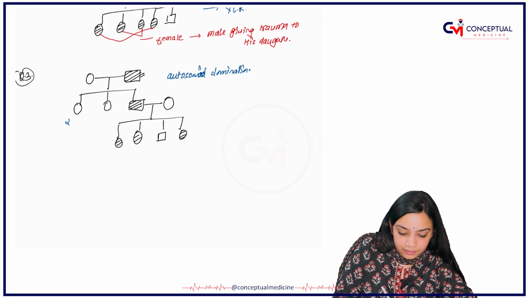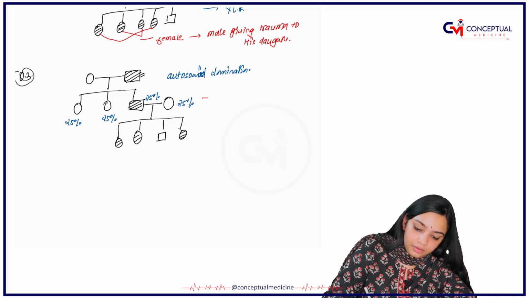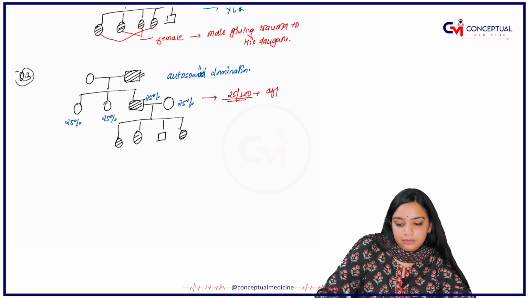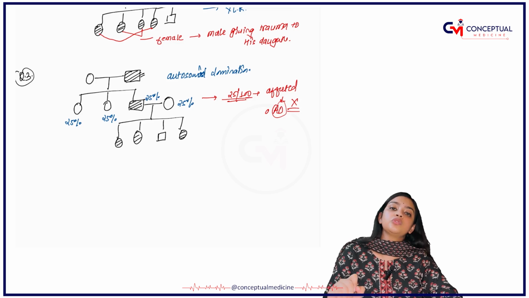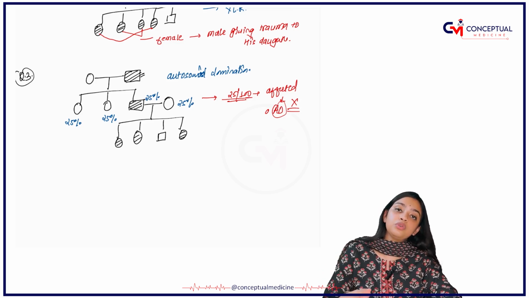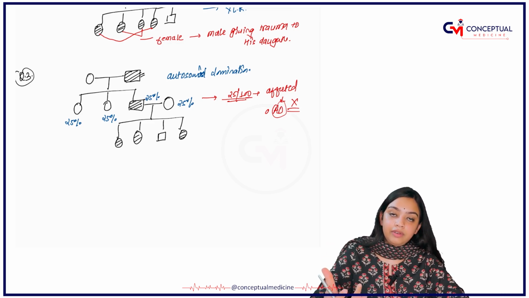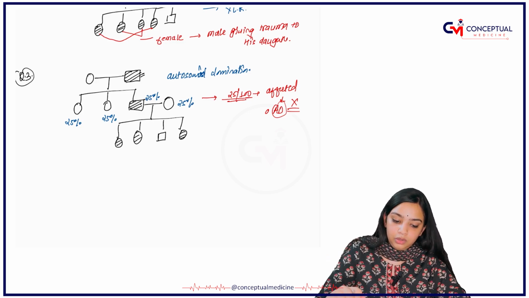See, everyone is given 25% weightage out of 100: 25, 25, 25, 25. In this generation, out of 100%, only 25 is affected. So how can it be a case of autosomal dominant? It cannot be, because in autosomal dominant condition there is a 50-50%. 50% males are affected and 50% females are affected. So it's not a case of autosomal dominant.